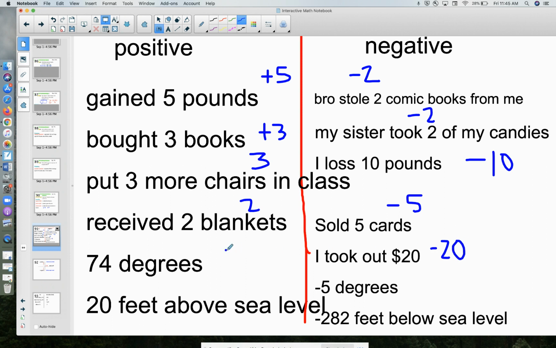74 degrees. 20 feet above sea level. Negative 5 degrees. And 282 feet below sea level. So negative 282. Right? So you can see you got positive numbers and then you got negative numbers.